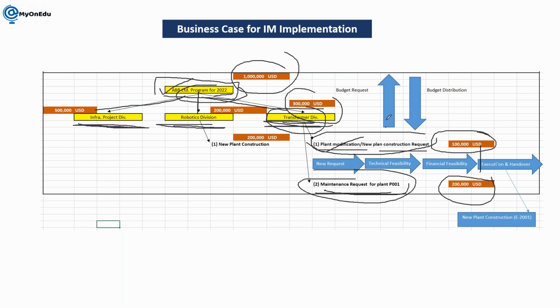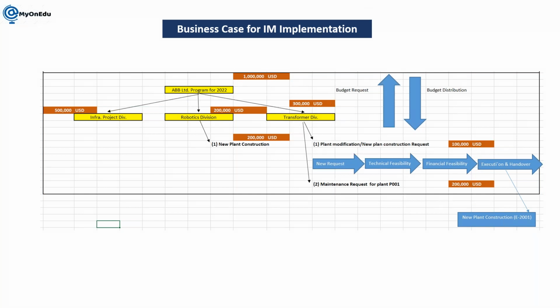Okay, so here it is: a budget request comes from bottom to top, and budget distribution goes from top to down. We'll understand what budget distribution is, but understand this first: budget request. In a budget request, we are individually requesting the budget. Once it comes to the header level, then it has to be distributed.